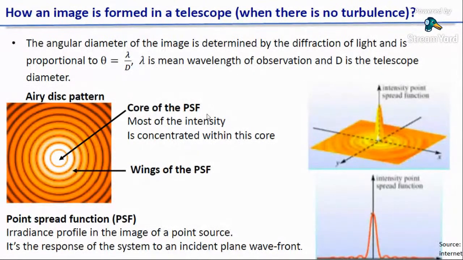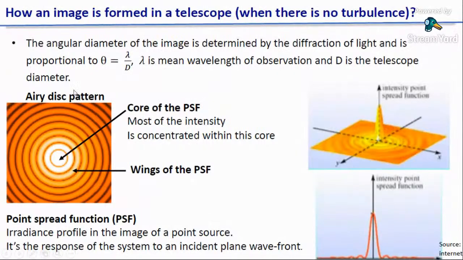And the angular diameter of the image that is formed inside the telescope is determined by the diffraction of light, and it is given by theta equals lambda by D, where lambda is the mean wavelength of observation. Generally, if we observe in the optical wavelength, lambda is like 500 to 700 nanometers, and D is the diameter of the telescope, the aperture that I'm talking about.